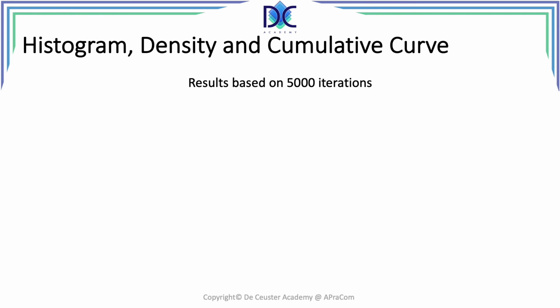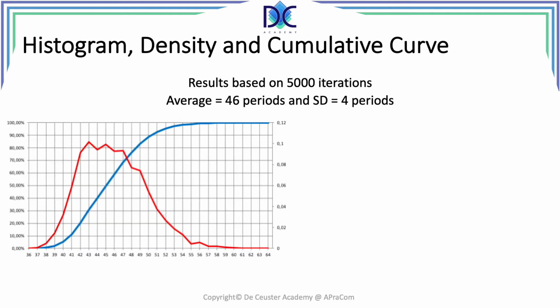So we have results on 5,000 iterations. It is an Excel file, so it takes a little bit to open, but you can make it in special software, of course. We have an average in the first iteration that we did, the first 5,000 iterations, of 46 periods as a duration, and a standard deviation of 4 periods. When we look at the graphs, we see the density or the mass curve in red and the cumulative curve in blue. So basically that's the overview of what we have.